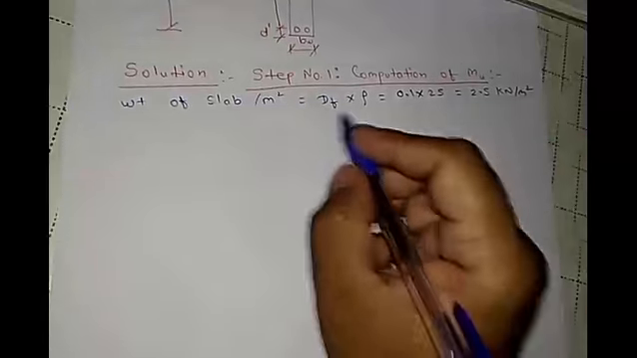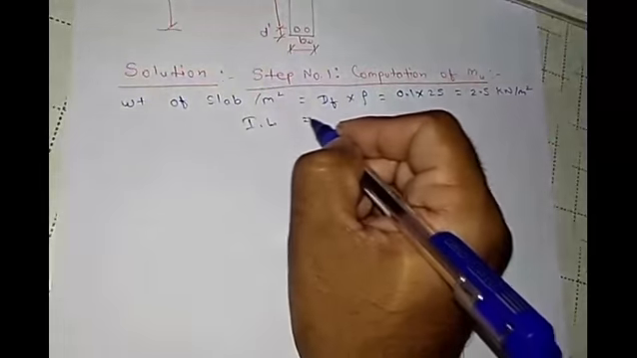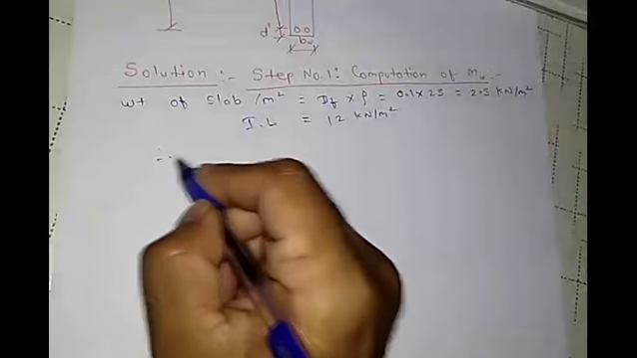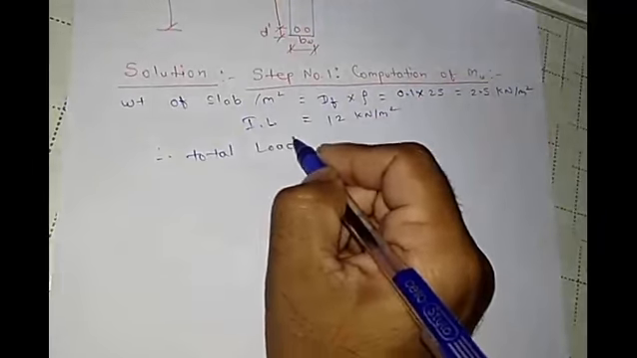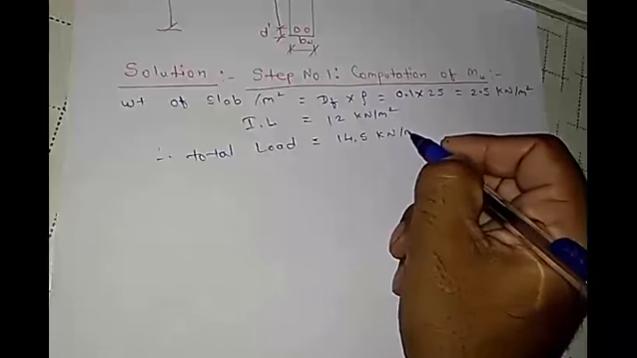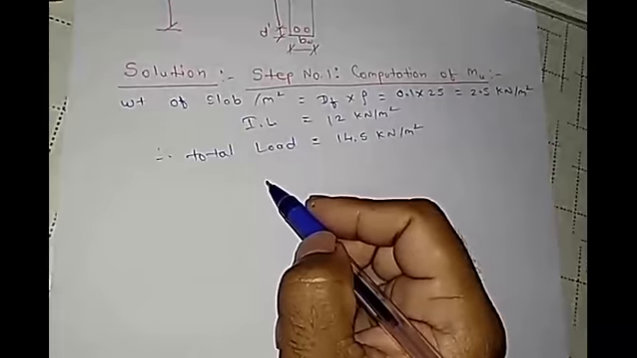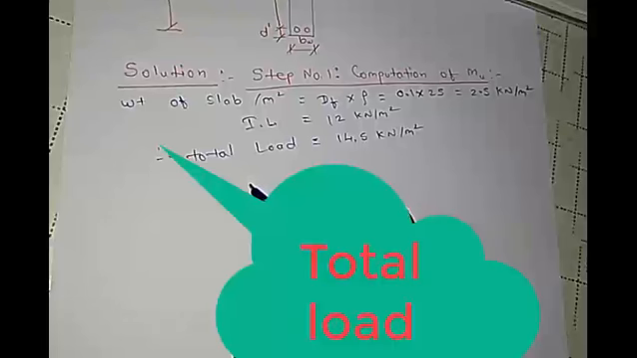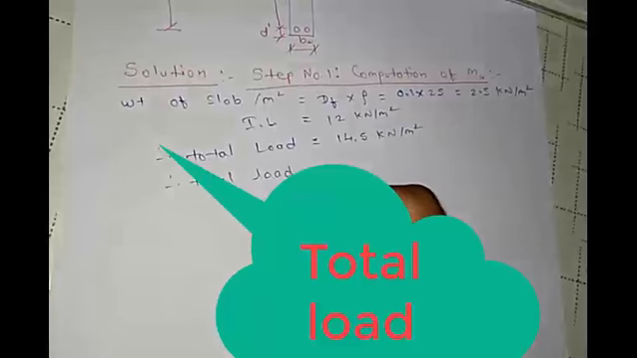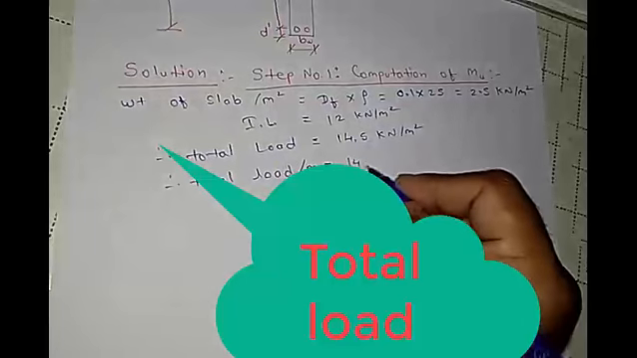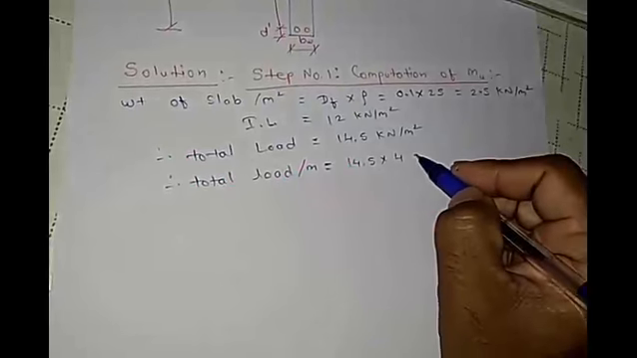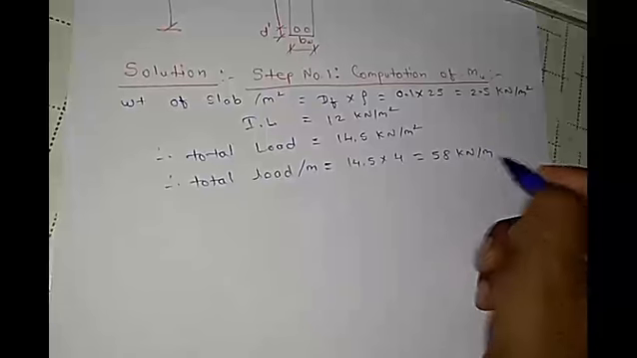Then we also have imposed load, that is 12 kilonewton per meter square. So now if we calculate total load, this is the addition of these two, so you'll get 14.5 kilonewton per meter square. If you calculate total load per meter, it is 14.5 multiplied by 4, the center-to-center distance between the beams. You will get it around 58 kilonewton per meter.